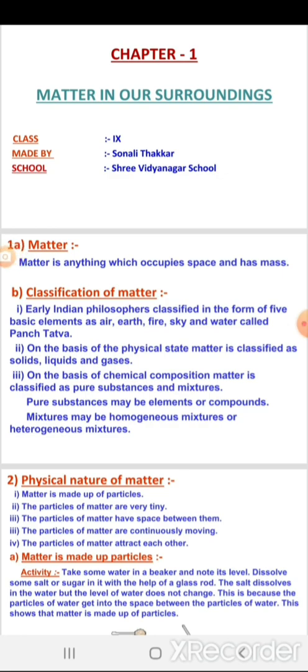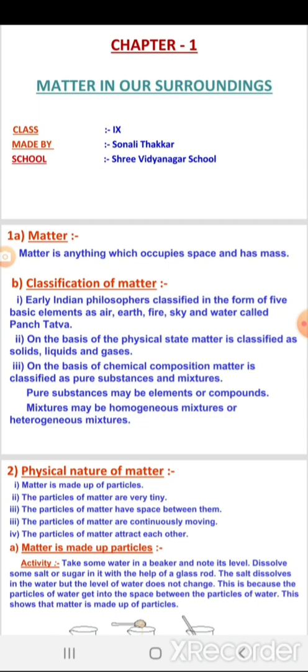Today we are going to start our first chapter of class 9 science, that is matter in our surroundings. I am Sonali, your science teacher, will be explaining each and every topic covered under this chapter. So first, let's start. What is matter?